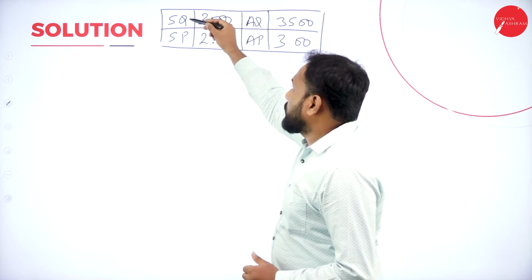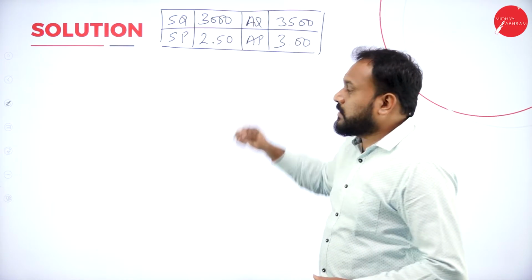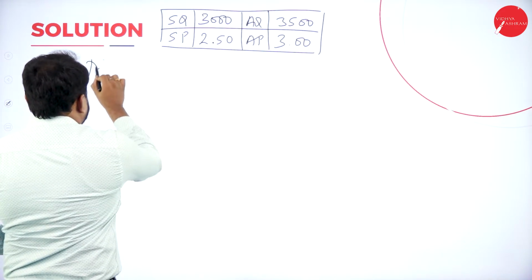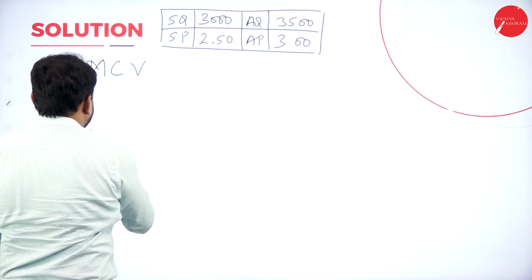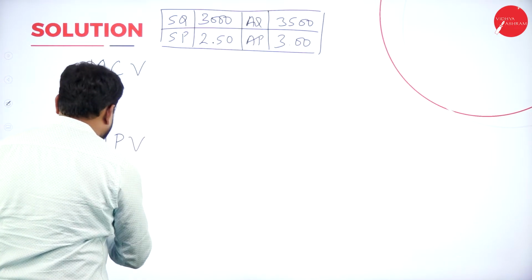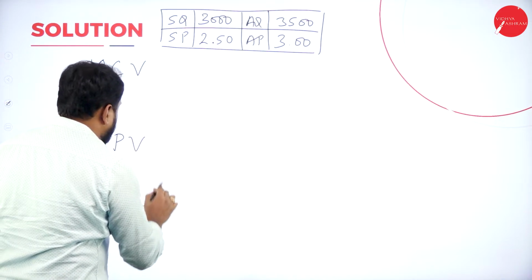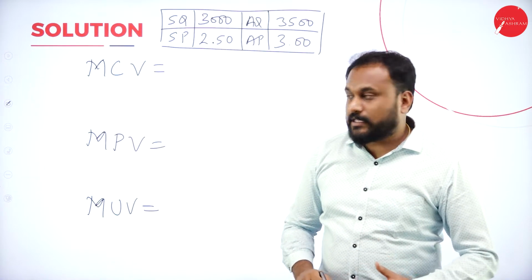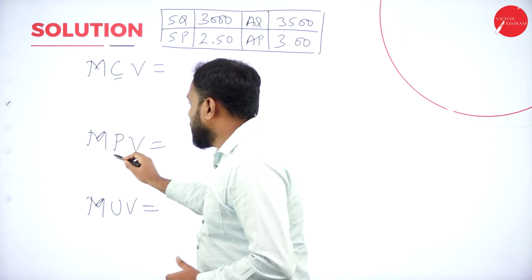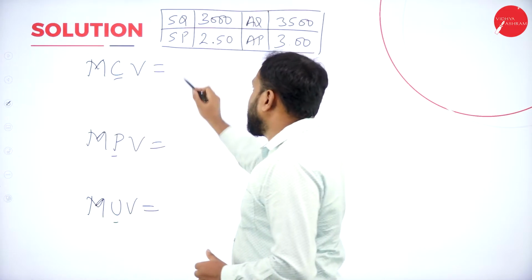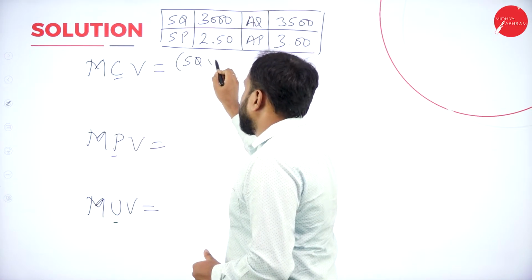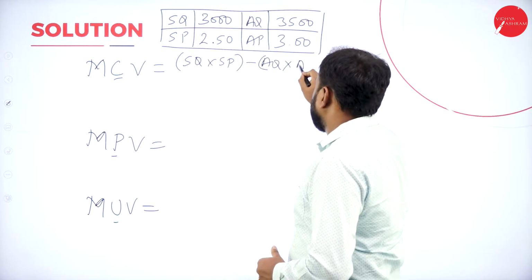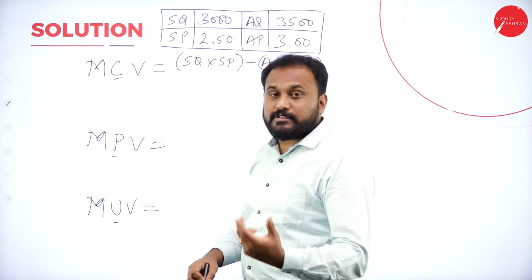So how to remember? QP, question paper. Now what is the formula here? The first one is we are supposed to go with MCV. See here you write down MPV and the last one is MUV is equal to. Now these are the things which you are supposed to go with. Now MCV, now here CPU. What is the formula here? You are supposed to go SQ into SP minus AQ into AP. Done. Now you are supposed to substitute this.